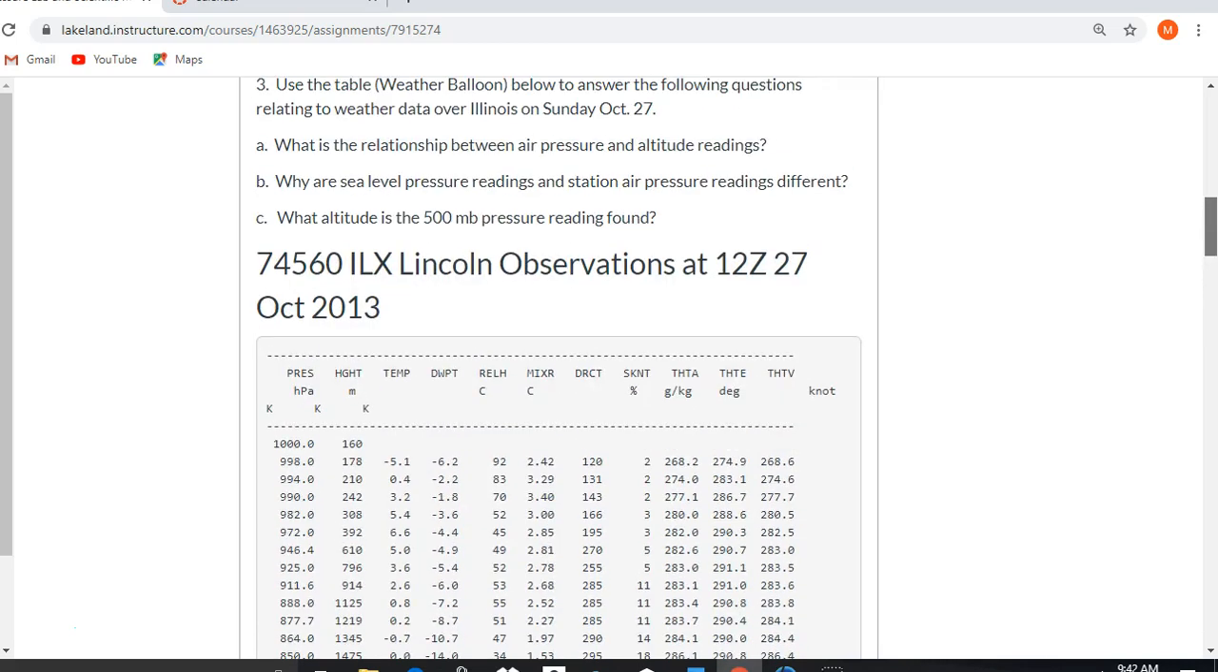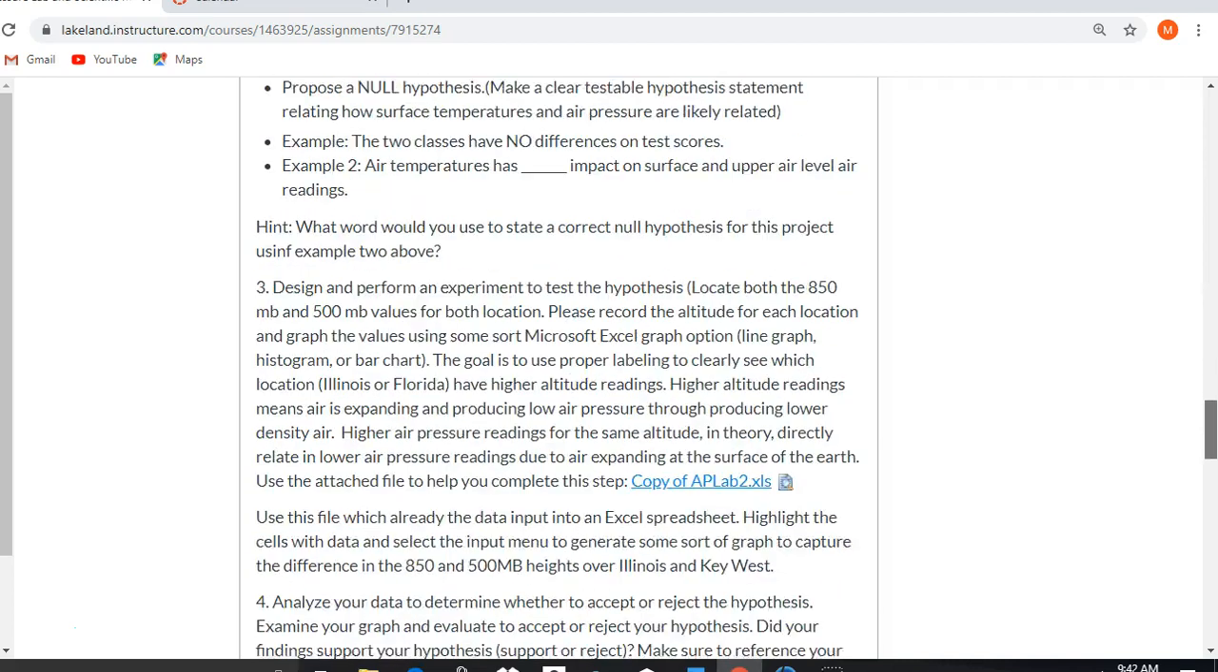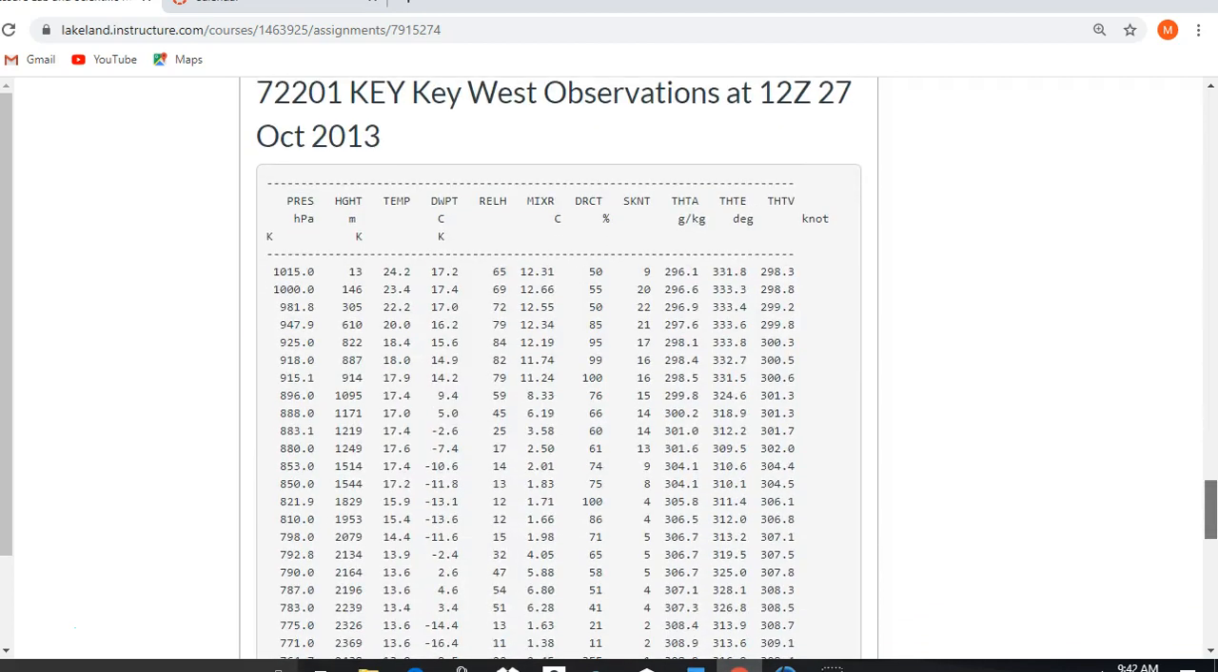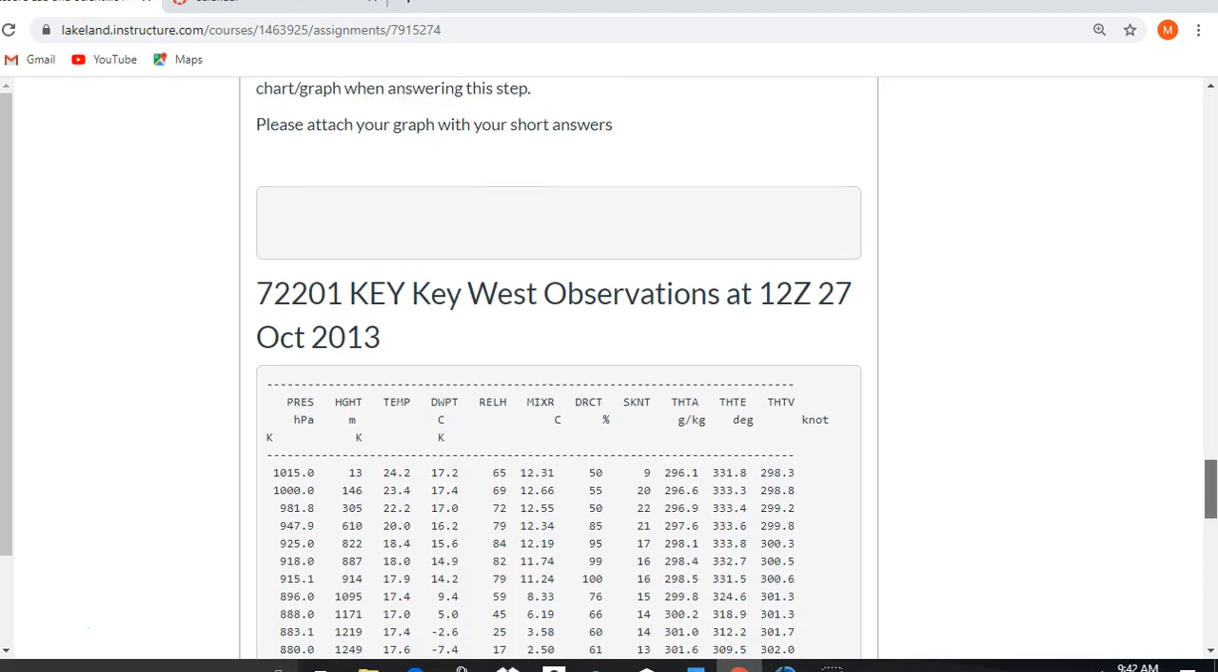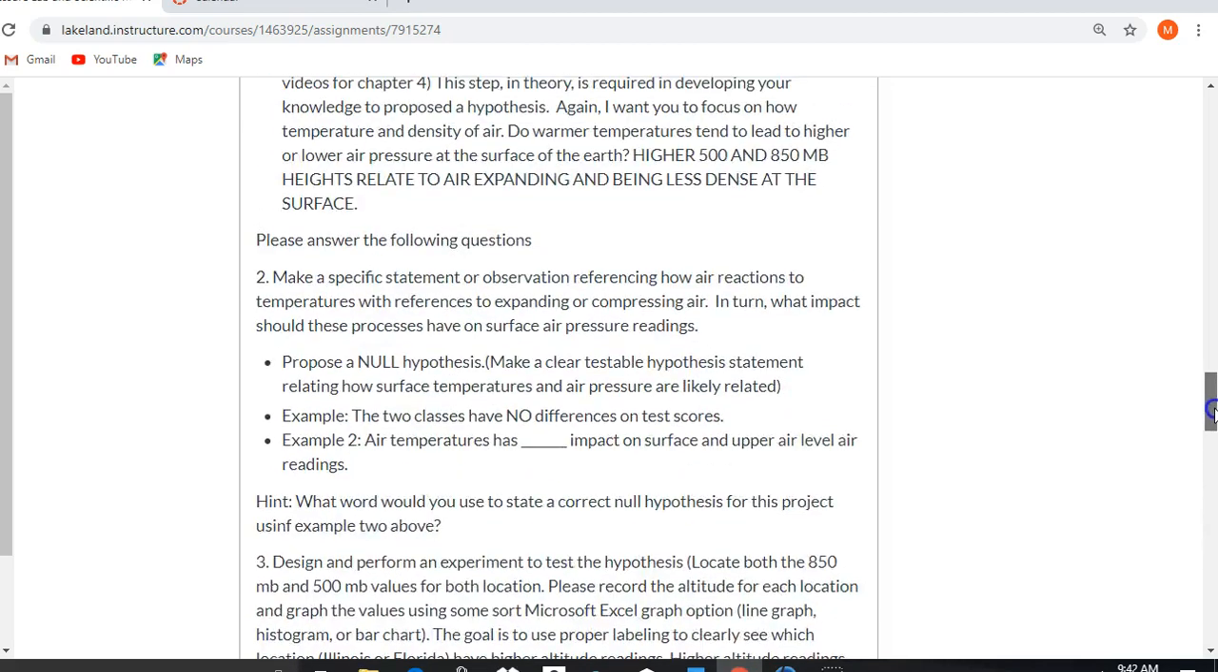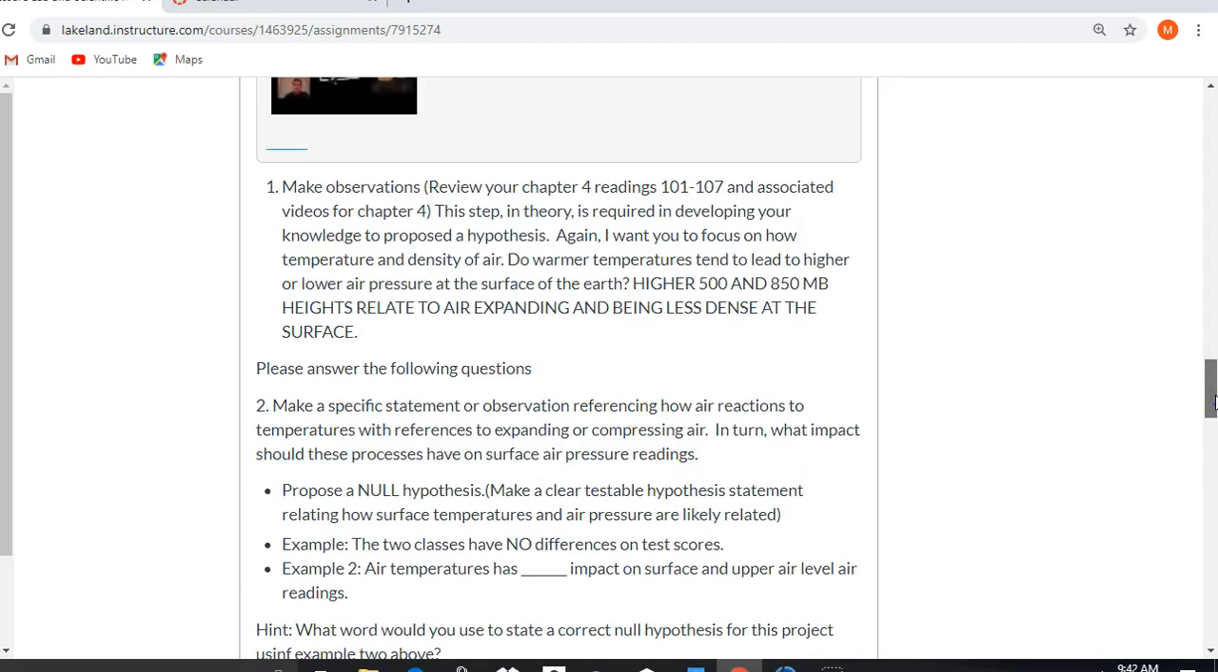Your first city is in Lincoln, Illinois, and there's the weather balloon data, and your second city is in Key West, Florida. The key to remember between these two cities is that these cities were chosen because obviously Key West, Florida is much warmer, and because of that warmth, air is going to be behaving differently relative to how it expands or compresses in that warmth. That will ultimately affect air pressure, surface readings, and why there will be a pressure gradient between Key West, Florida and Lincoln, Illinois.